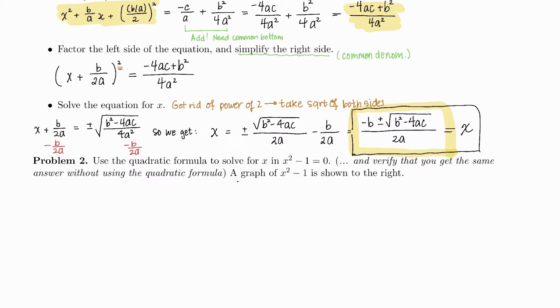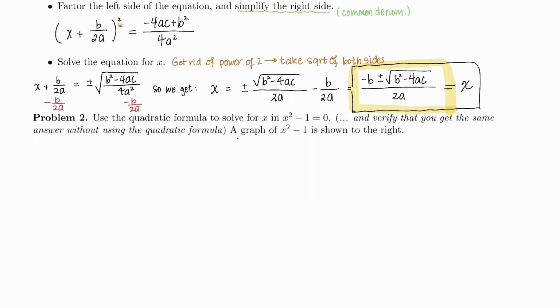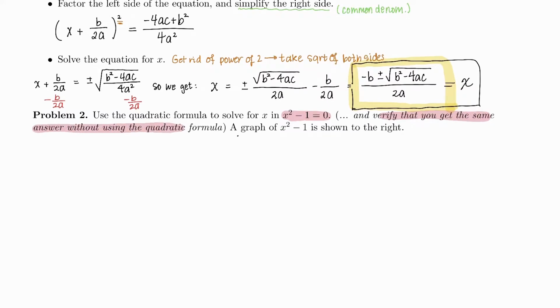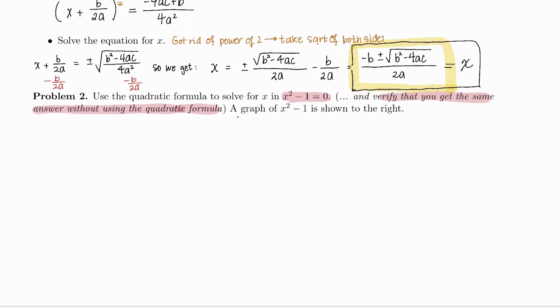So this first problem says use the quadratic formula to solve for x in x squared minus 1 equals 0. And we also want to verify that we get the same answer without using the quadratic formula. It says also that a graph of x squared minus 1 is shown to the right. Clearly that's false. I don't know where it went. So let's first show how to solve for x without the quadratic formula.